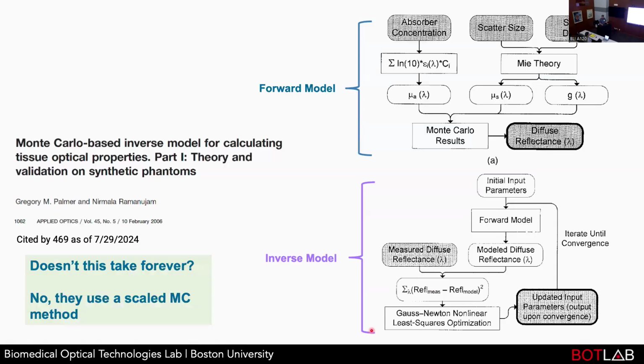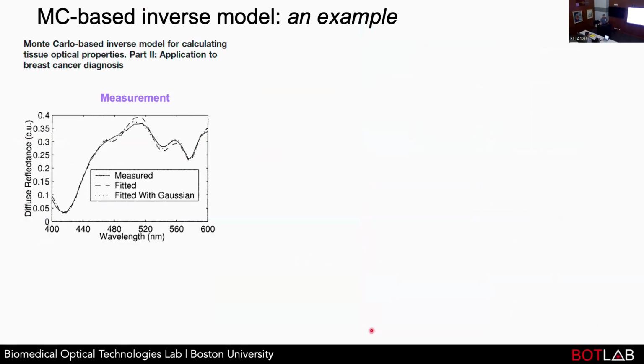And you might ask, doesn't this take forever? Monte Carlo simulations are slow. And in this case, they're using what's called scaled Monte Carlo. So you can run a smaller number of simulations and scale those results to get diffuse reflectance at many different optical properties, even ones you didn't simulate. And Vasan is an expert in conducting simulations like that, but this is an early example of that. And so let's see what they did with it.